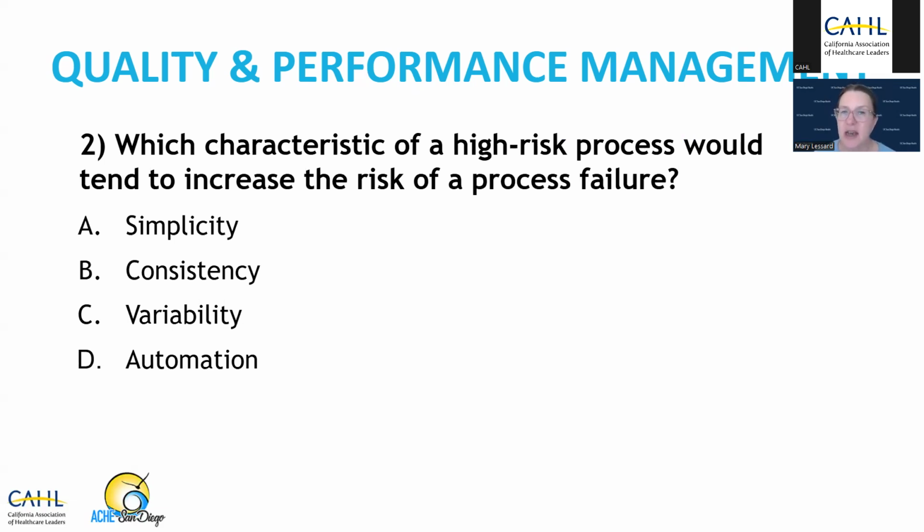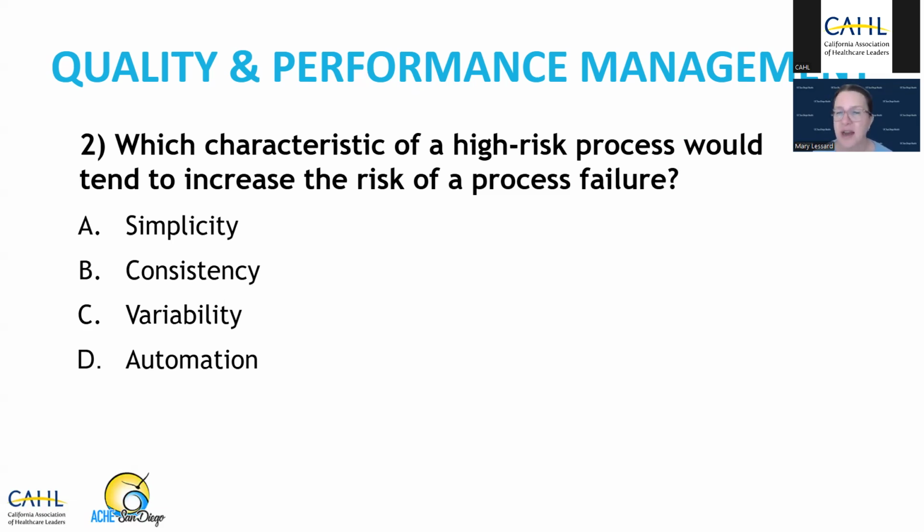Which characteristic of a high risk process would tend to increase the risk of a process failure? So one word answers. Okay, first is A, simplicity, B, consistency, C, variability, and D, automation. Okay, so we're looking at what are characteristics of a high risk process that would tend to increase the risk of a process failure. So your answer is going to increase the risk of any process failure.